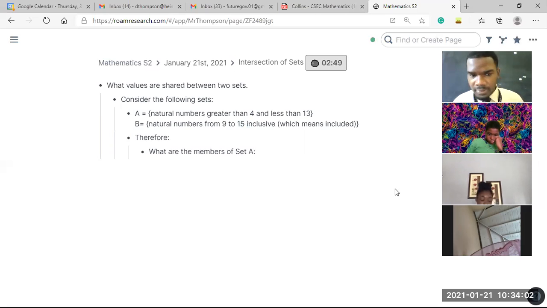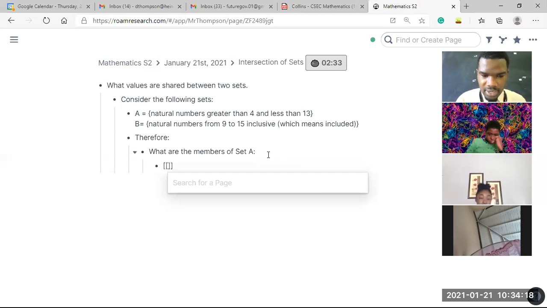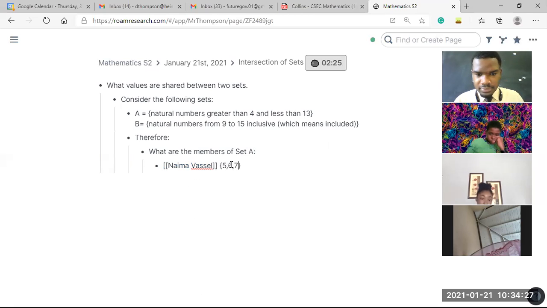Okay, so Naima, what are the natural numbers greater than 4 but less than 13? Remember, natural numbers are counting numbers, right? Yes, sir. Curly brackets, 5, 6, 7, 8, 9, 10, 11, 12. Okay, why wouldn't we add 13, Naima?